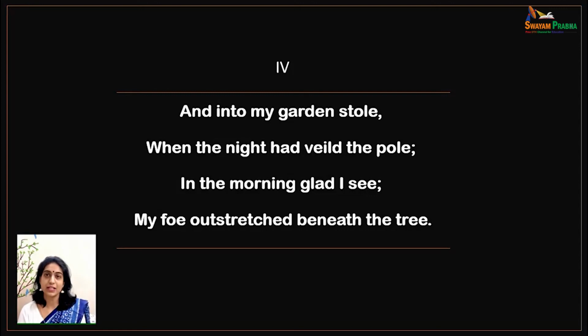This last stanza states how the enemy stole the apple from the speaker's garden, taking advantage of the darkness of night. And in the morning, the speaker was happy to see the enemy lying dead underneath the tree. This stanza shows that the enemy was tempted by the forbidden fruit, and his temptation made him steal it. So the poet does not show the enemy as completely innocent here, as he eats the fruit by stealing it in the dark from the narrator, and thereby dies of it.